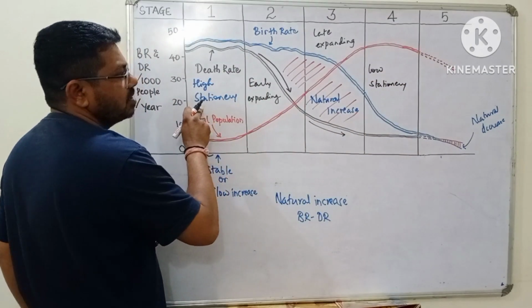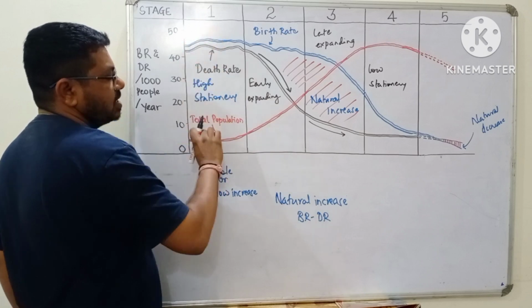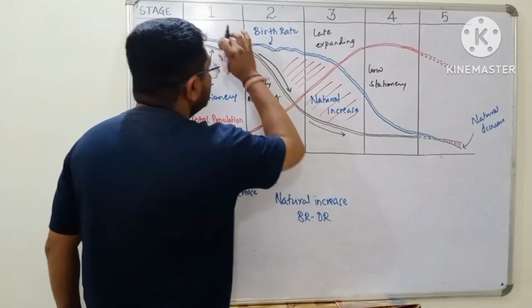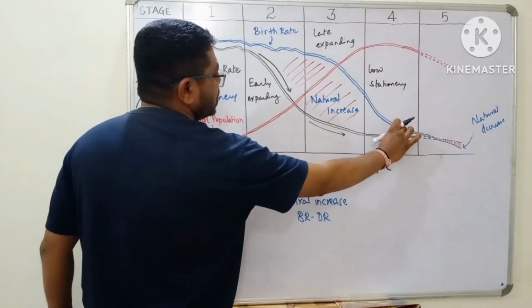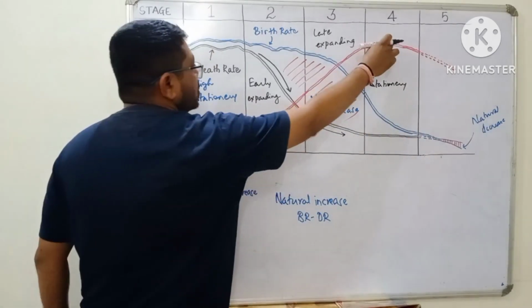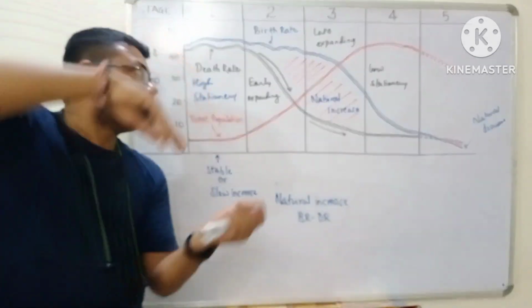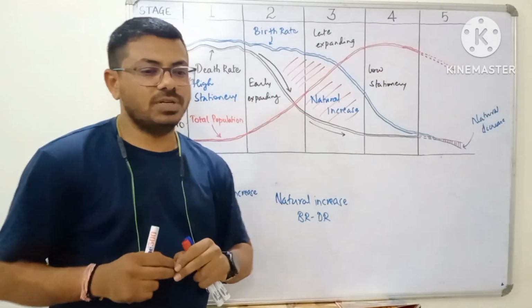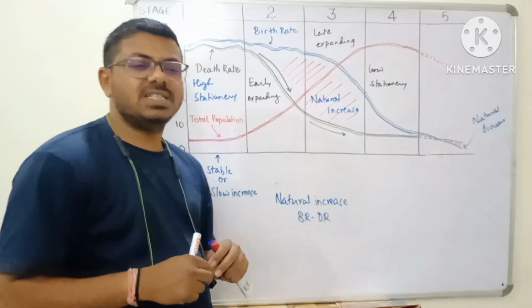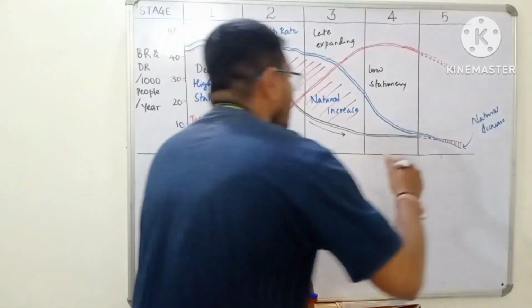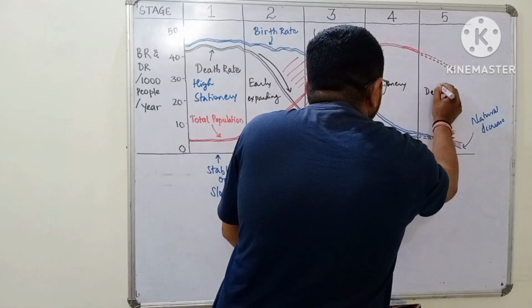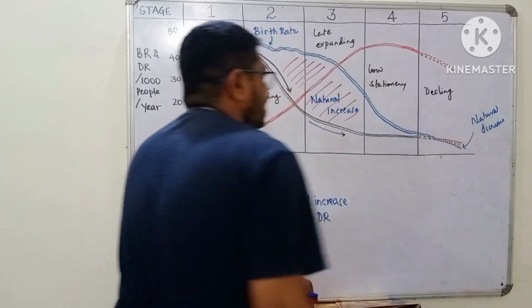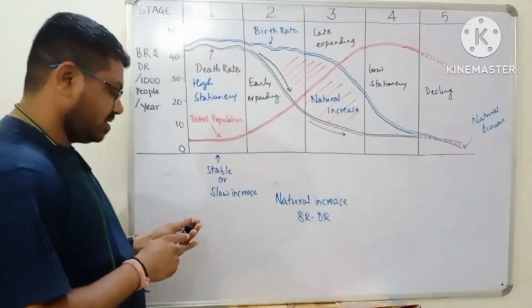High stationary over here, you can see high stationary. Here birth and death rates reach together over here, and the total population too. So it is like the opposite: this is high, this is low stationary. And the last stage is actually called the declining stage. Here the population is declining. So that is the declining stage.